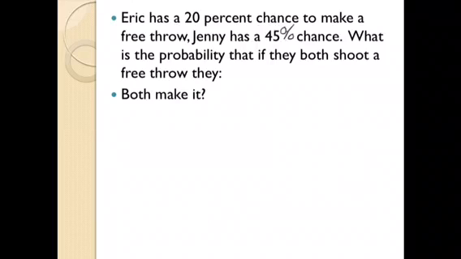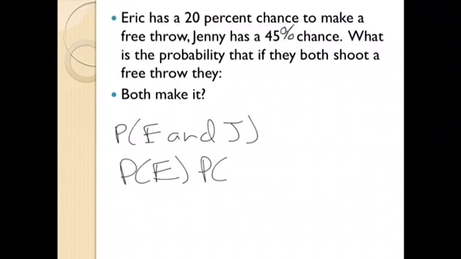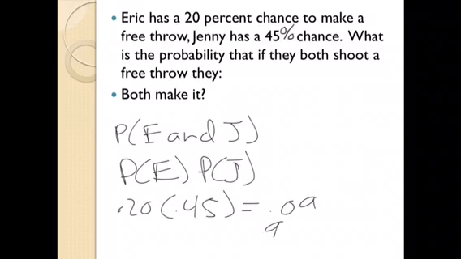So another way to say this is Eric shoots a free throw and makes it, and Jenny shoots a free throw and makes it. Since there's no way for Eric's shot to affect Jenny's shot, these are independent events, and since we're combining them, we now have a compound probability. So it's a probability of Eric making a shot and Jenny making a shot, which means that we want to take the probability of Eric making a shot and multiply by the probability of Jenny making a shot, which gives us 0.2 times 0.45. And the result is 0.09, or a 9% chance that both of them will make their free throw shot.